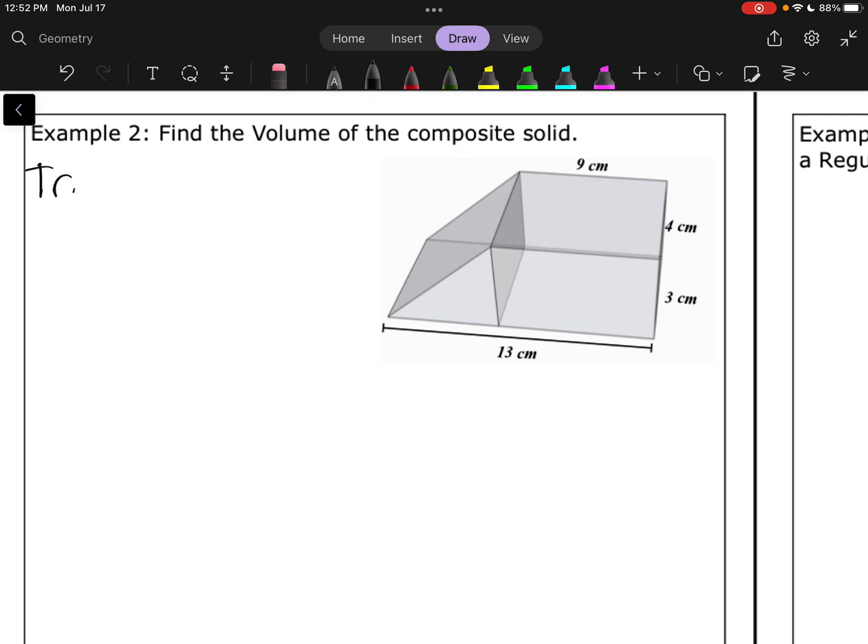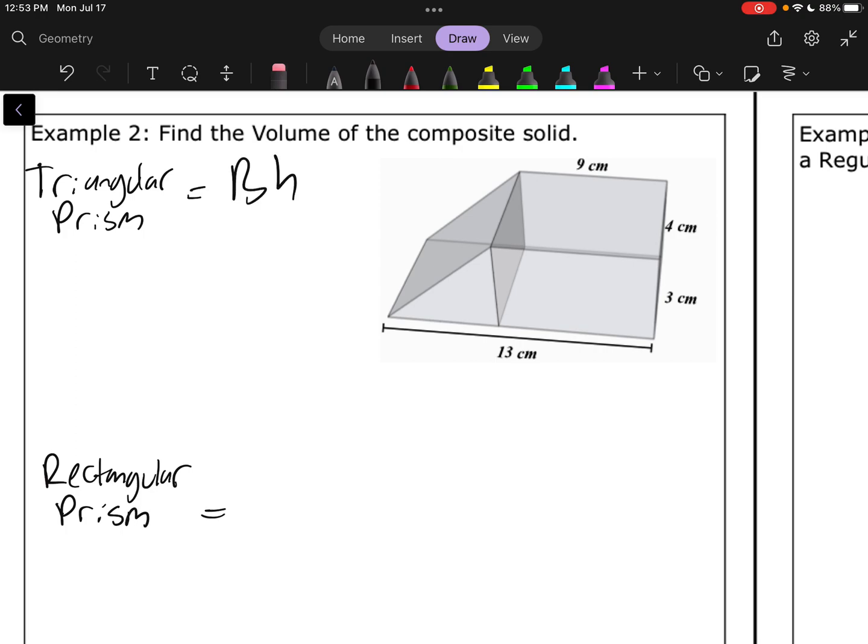Let's handle the triangular prism, and then we'll find the rectangular prism. Both prisms have the same formula, big BH, but they are going to have different bases. So for the triangular prism, for our big B, we're going to need to find the area of the triangle times the height.